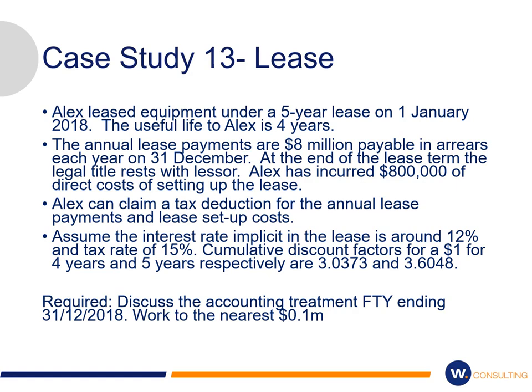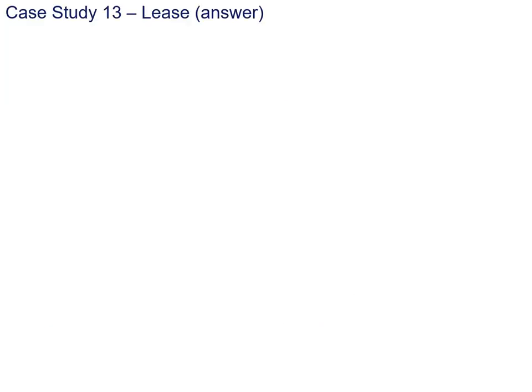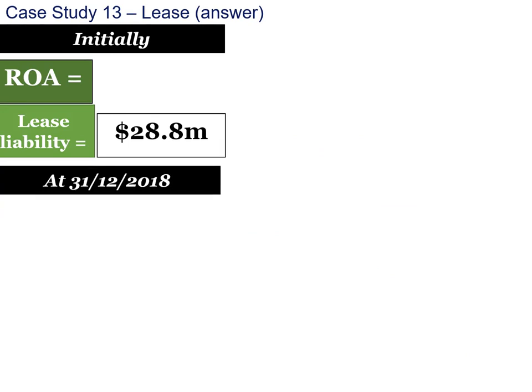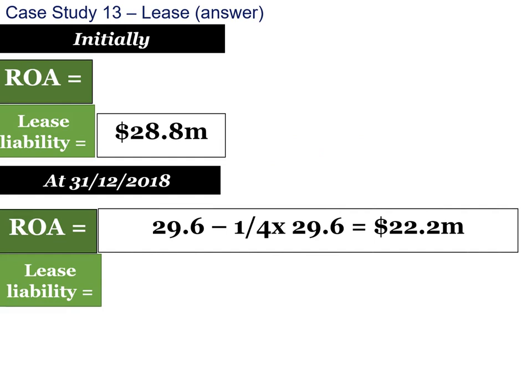So 8 million at the end of each year, useful life 4 years. We incurred 800,000 direct costs setting up the lease, and then we've got the interest rate that's been given to us. Great. So let's look at the answer. Initially, the right of use asset is going to be, we've got 28.8 million as a liability, so that's a discounted amount that's been worked out.